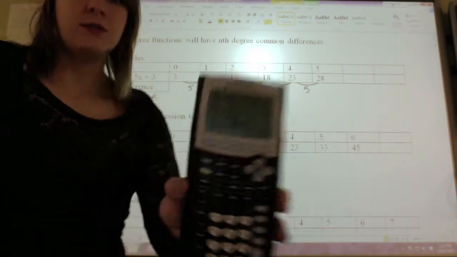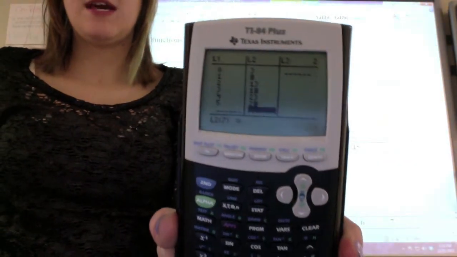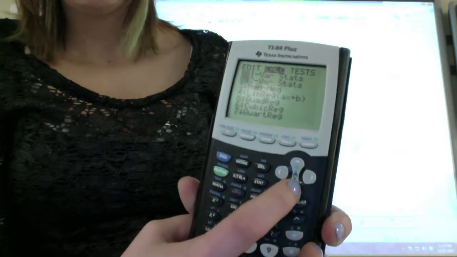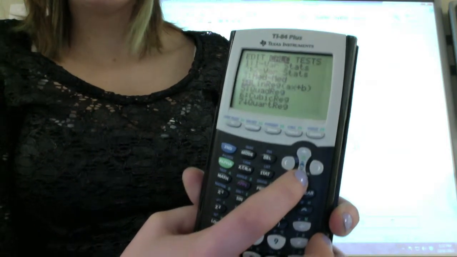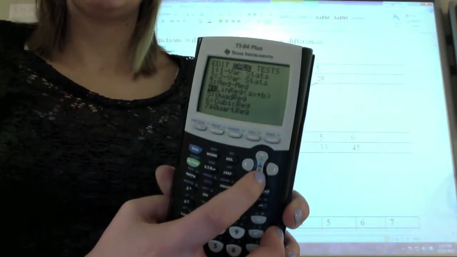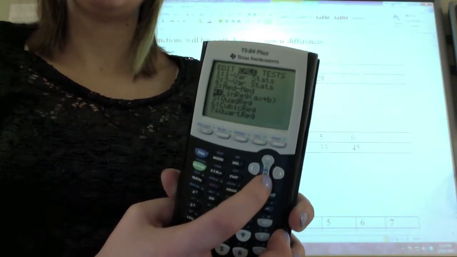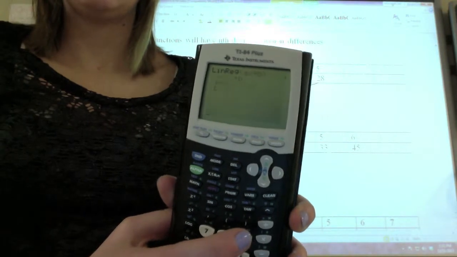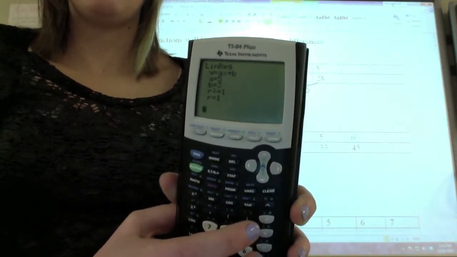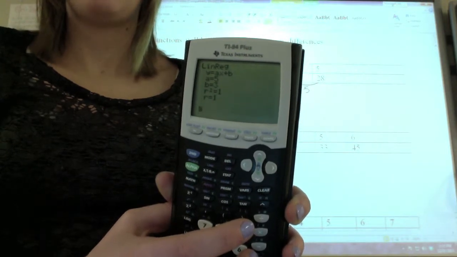Okay, so now that I've got those values entered into my table, I'm going to go back to Stat, arrow over to Calc, and then go down to LinReg. I'm going to use a linear regression because I know that this function is linear because it has a first degree common difference. So when I hit Enter and hit Enter again, it gives me the fact that this function is going to be 5x plus 3.